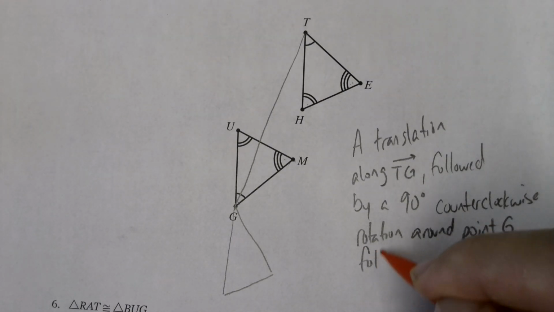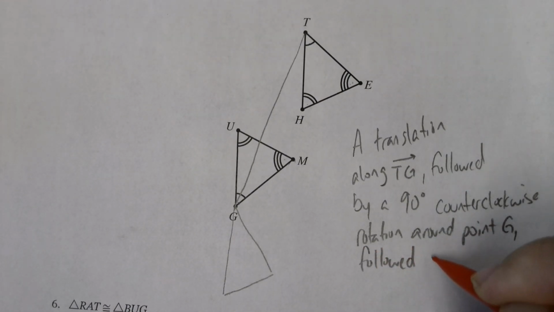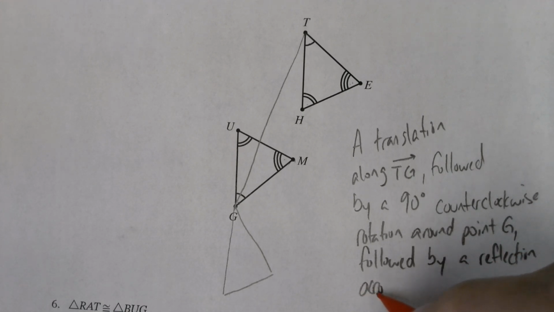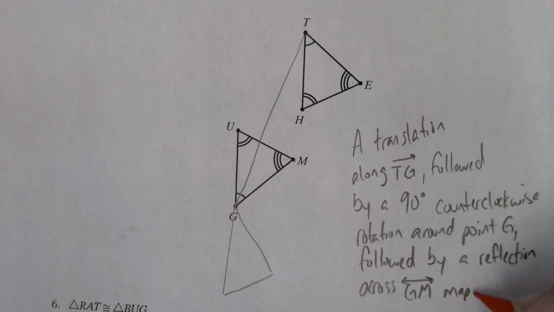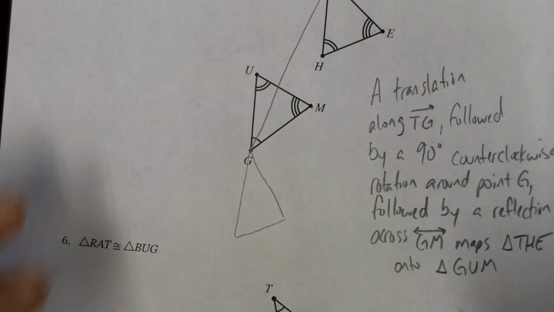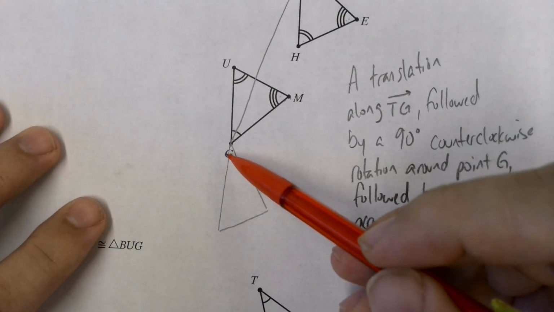We would then need to reflect across GM to map triangle THE onto triangle GUM. So when we translate it, there's our first one.